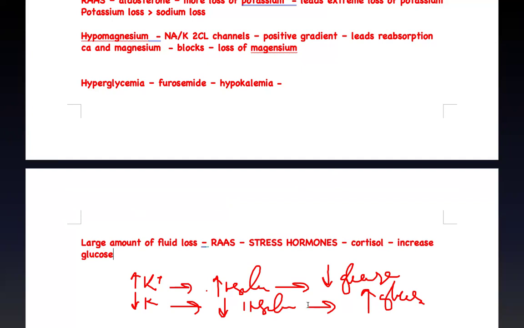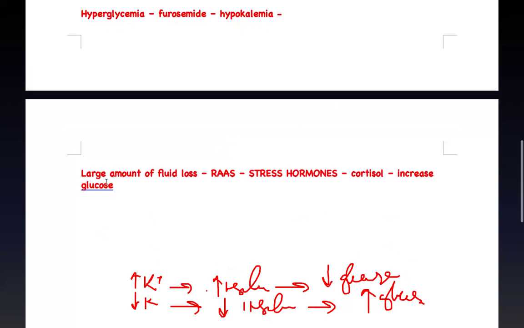So this is why it causes hyperglycemia. The last one that I want you to know is uric acid. It affects uric acid reabsorption. So furosemide does the same thing.